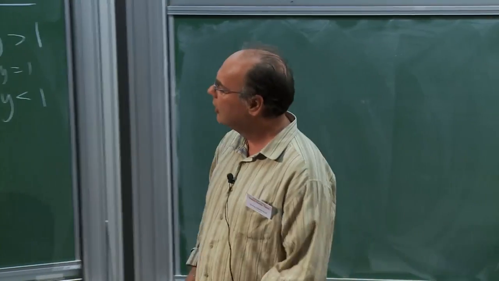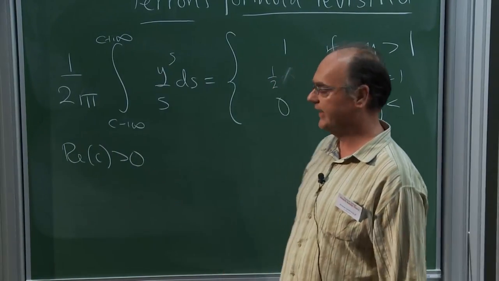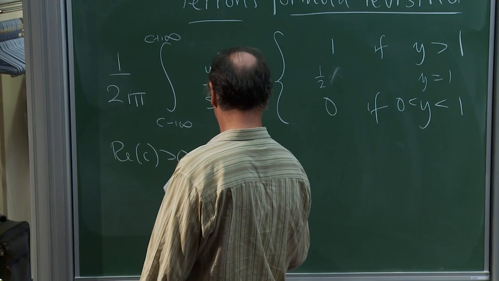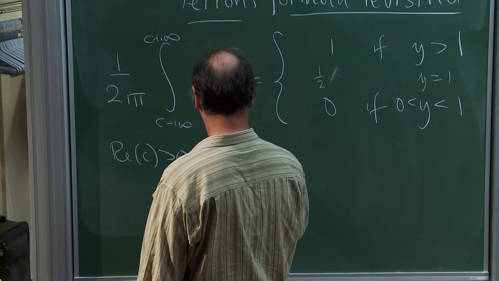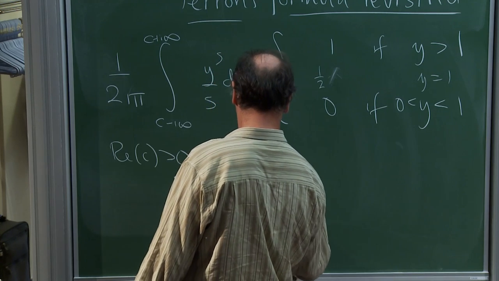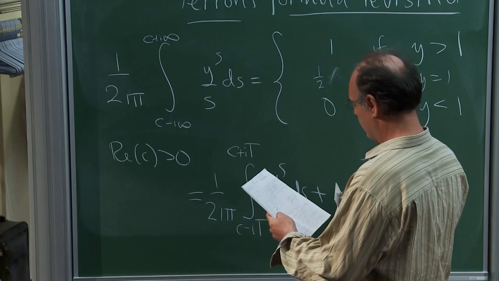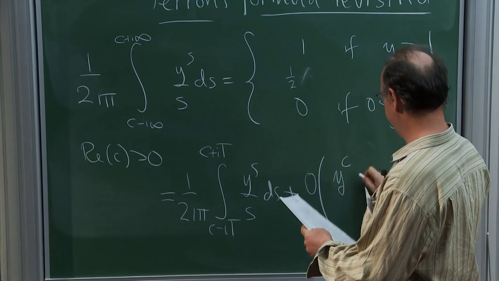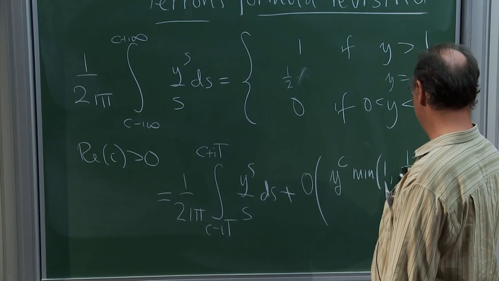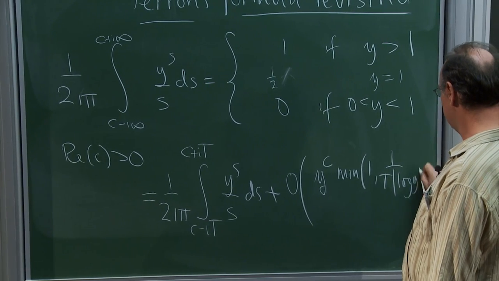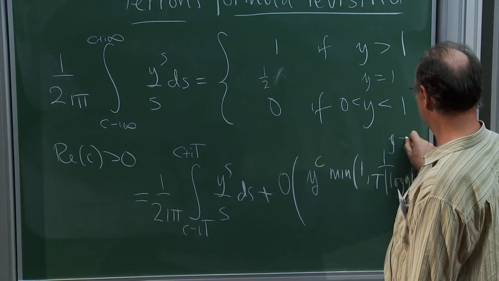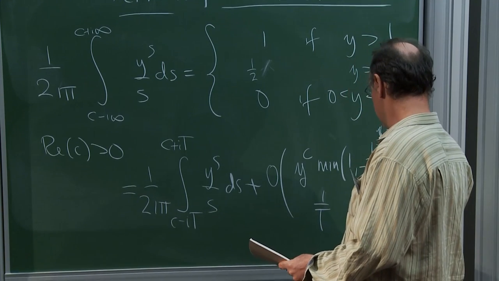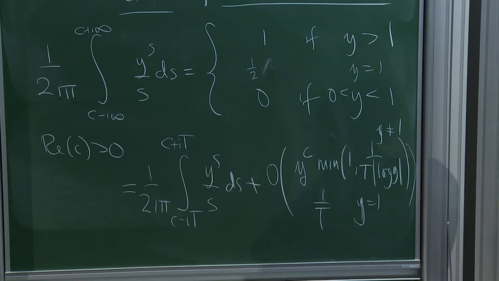So it's not very useful to have an integral going all the way to infinity, so what one wants to do is truncate this at some height. And then one can work out an error term for that, which looks like y to the c. This is all, you'll find this, for instance, in Davenport's book. So this is if y is not equal to 1, and then if y equals 1, you get some 1 over t. I guess c over t.